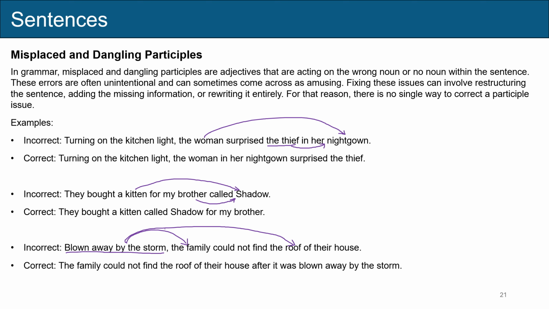So to make sure that our readers understand that we meant the roof was what was blown away, we want to make sure that information is much closer to that information about the storm. So the family could not find the roof of their house after it was blown away by the storm. Now we have a better connection. We know better what was blown away by the storm.